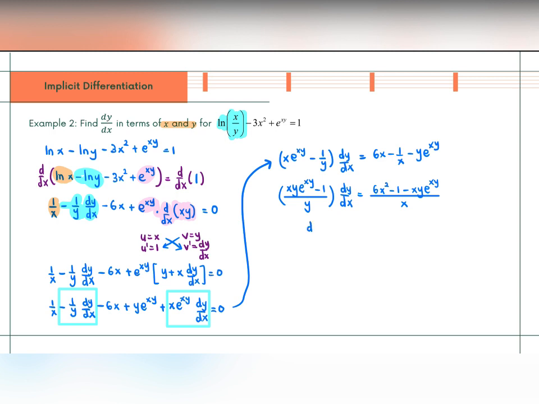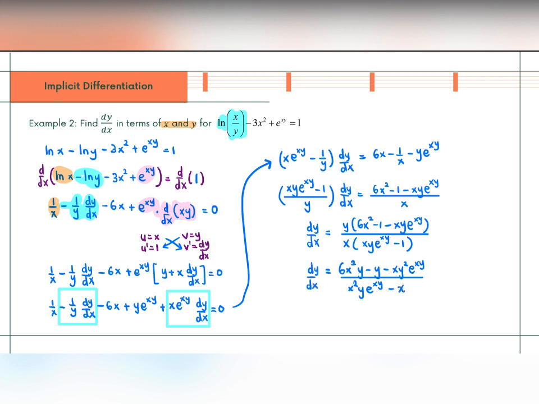So, therefore, our dy over dx is equals to y of 6x squared minus 1 minus xy e of xy over x multiplied by xy e of xy minus 1. Okay, nak biarkan macam ni pun boleh, ataupun if you want to apa nama tu, expand pun boleh. So kalau expand, kamu akan dapat 6x squared y minus y minus xy squared e of xy over x squared y e of xy minus x. So this is your first derivative lah, dy over dx in terms of x and y.